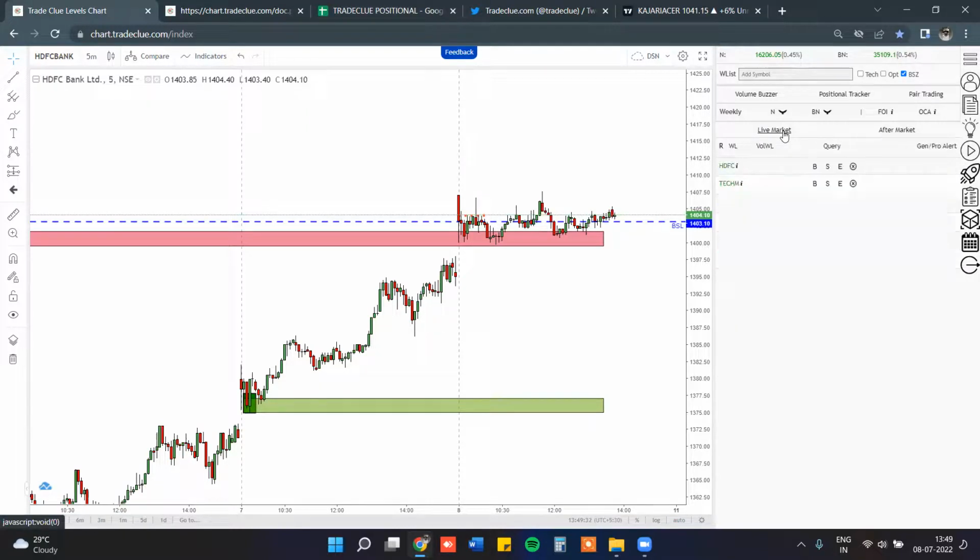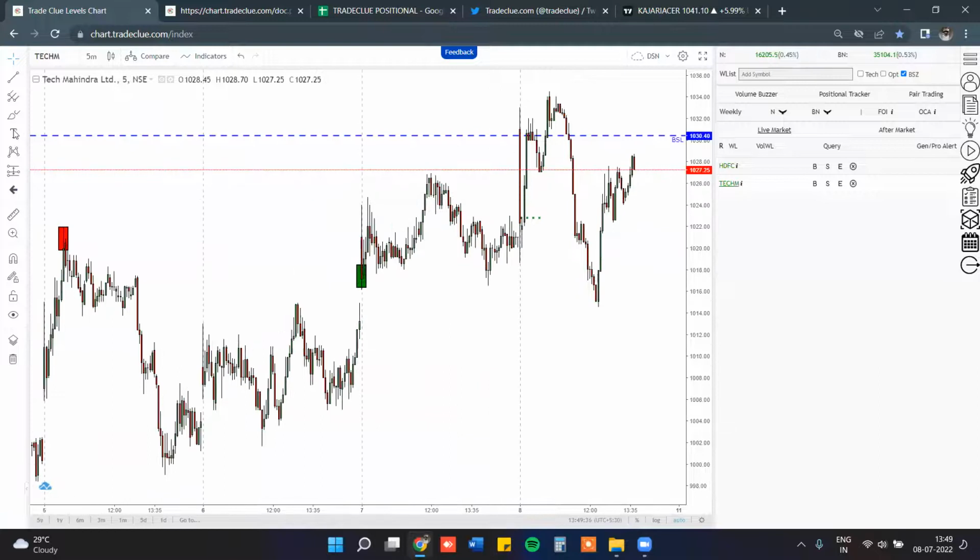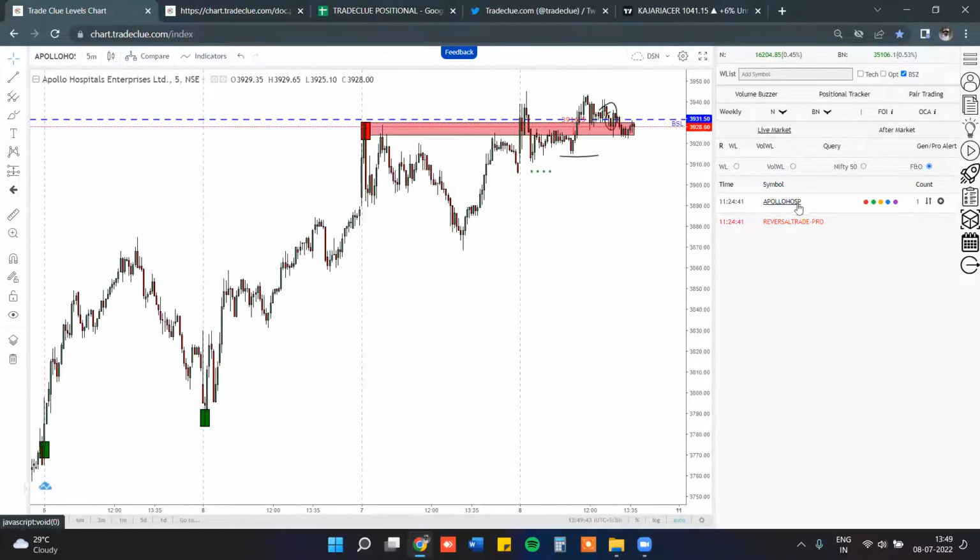And plus, if you want to trade from your idea, try to see whether your stock is above the red box or below the green band, and try to take trades on that structure. So that will be a simple understanding for each and everyone.